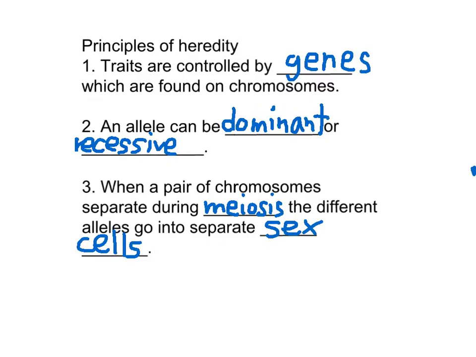So we can sum up the principles of heredity. Traits are controlled by genes which are found in chromosomes, and alternative forms of the same genes are called alleles, and alleles can be dominant or recessive. And when a pair of chromosomes separate during meiosis, the different alleles go into separate sex cells.